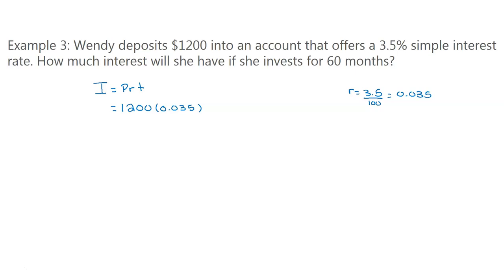Now, I'm not going to replace t with 60. I said on the first slide that t needs to be expressed in years, and here we have 60 months. So in order to change 60 months into years is to divide by 12, because there's 12 months in a year. And when I do that, I get 5 years. So that's what I need to plug into the formula, not 60. So now working this out, I get $210.